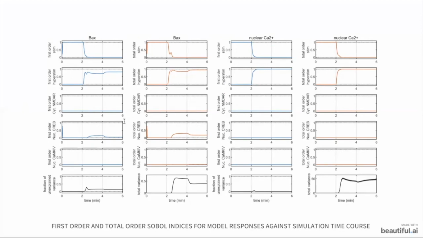From this, we found that for BAX expression, STIM, hyperstim, and CREB all had first order non-zero indices, and the total order indices for these were higher than the corresponding first order indices, which you can see.